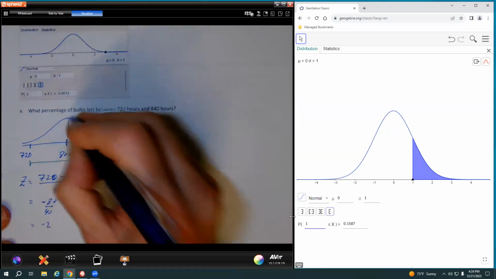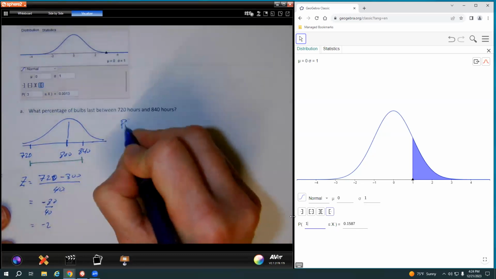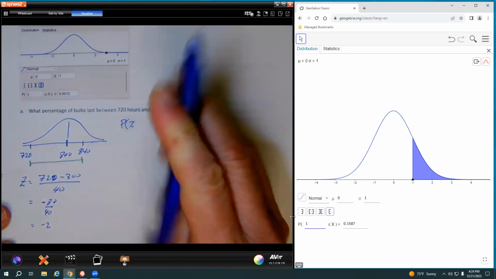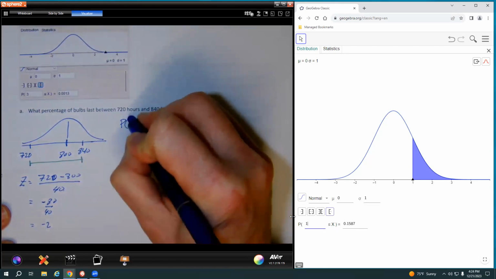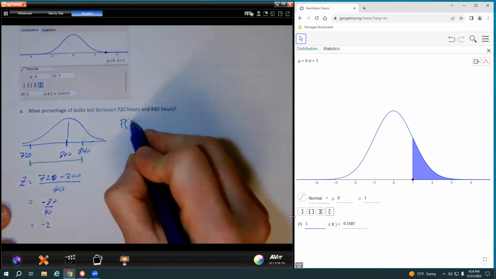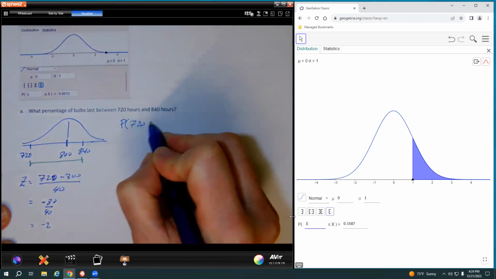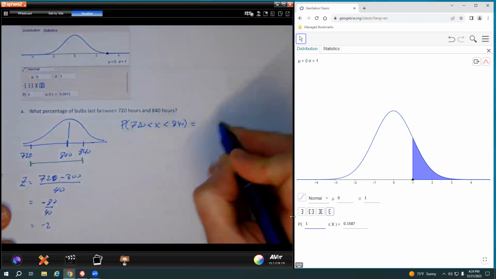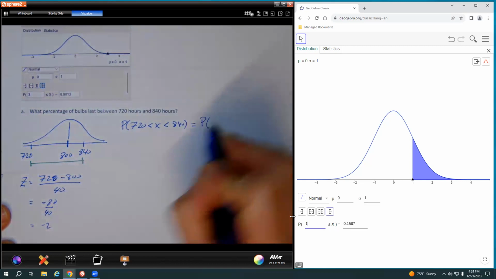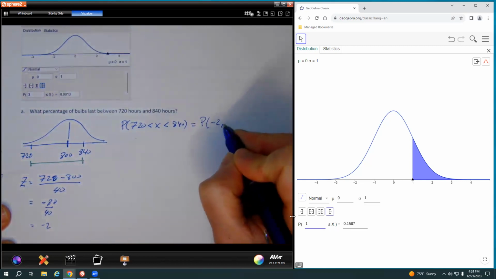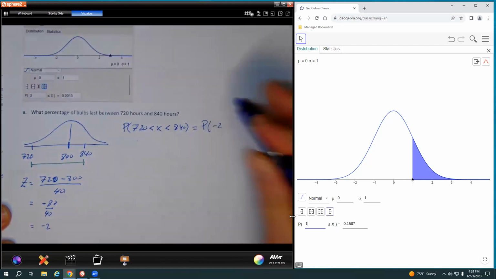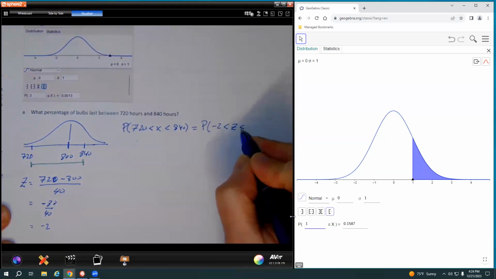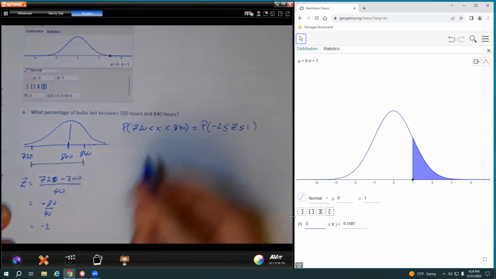So again, notice what we're doing is adding this extra step. Now I'm going to write down here what I was after. My measurement is between these two values. And as a z-score, it happens to be between -2 and 1. Okay.